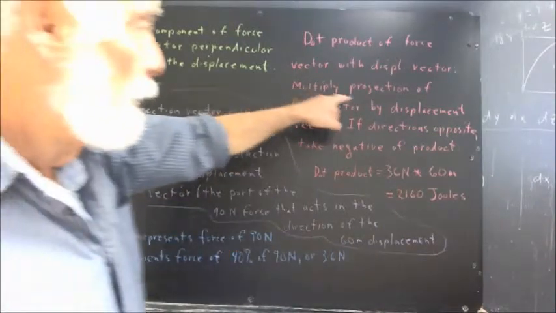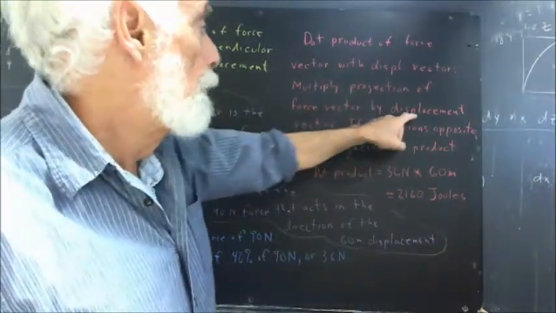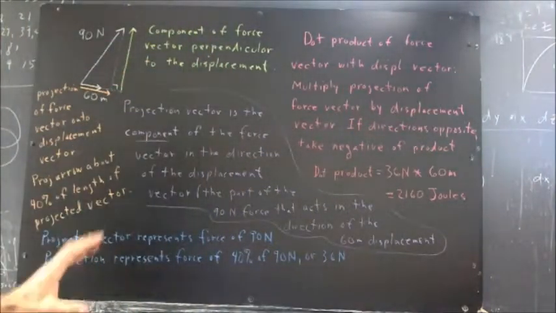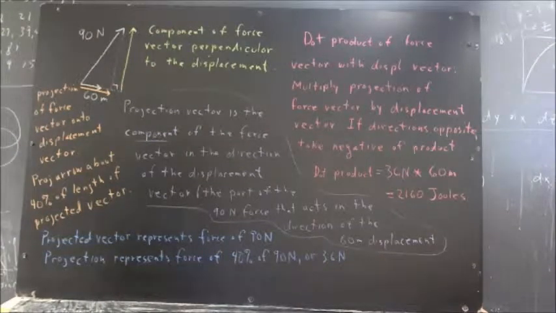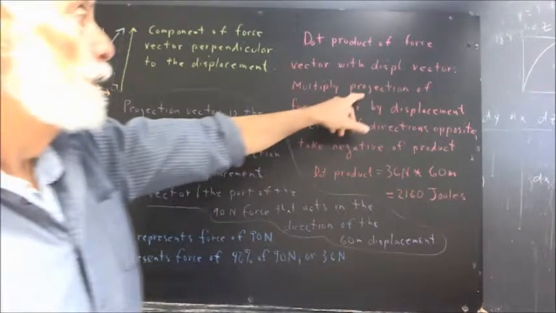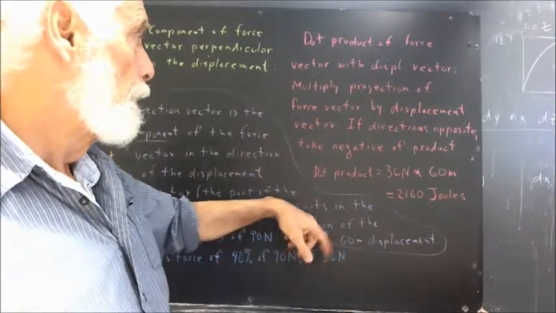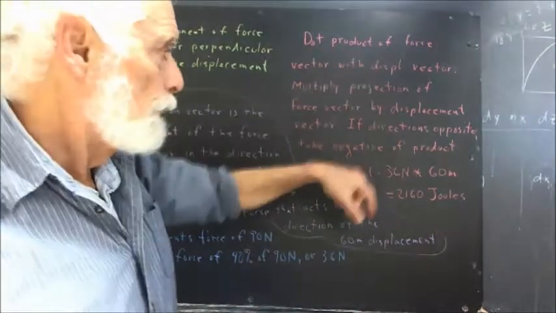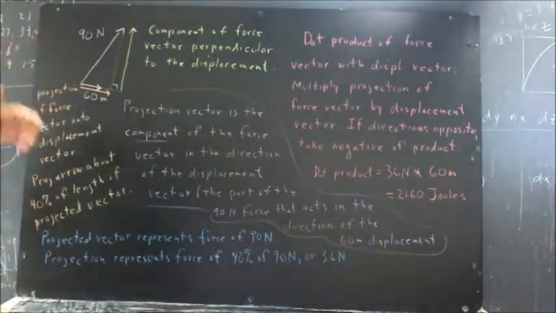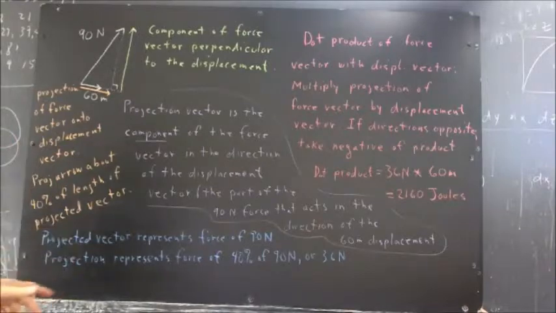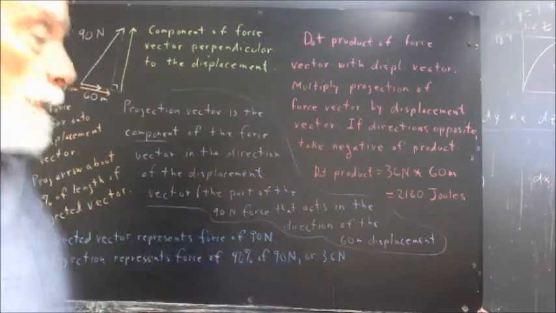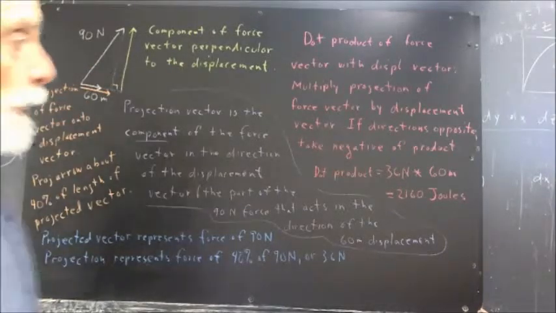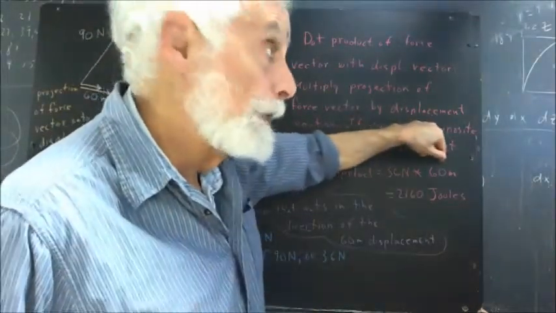You just multiply the projection of the force vector by the displacement vector. Now, I haven't stated that quite with mathematical precision. We multiply the magnitude of the projection vector by the magnitude of the displacement vector. But the idea is simple. Our projection vector has magnitude 36 newtons. Our displacement vector has magnitude 60 meters. So we multiply 36 newtons by 60 meters.